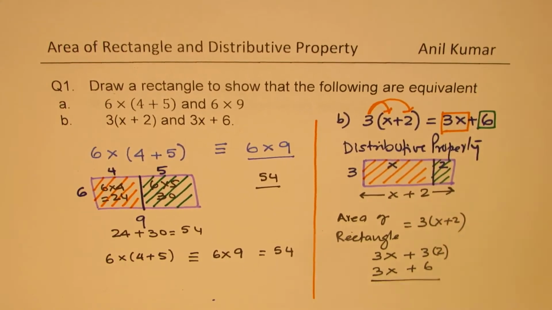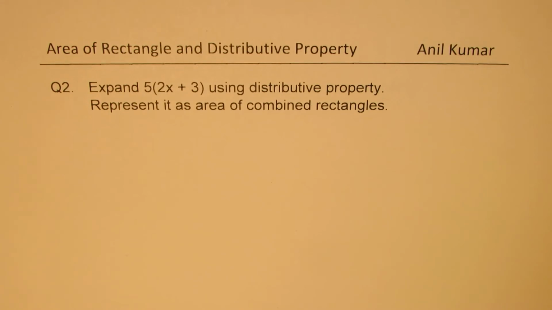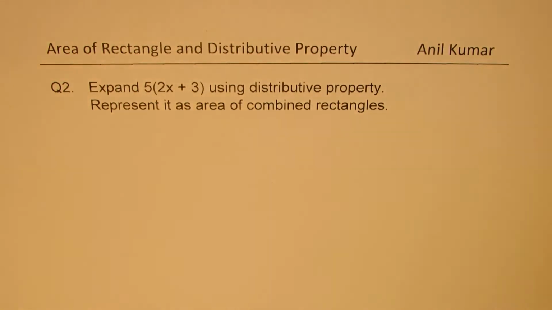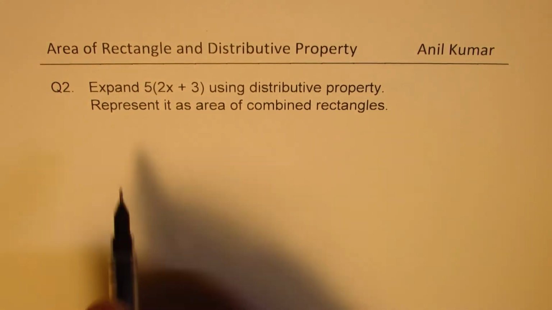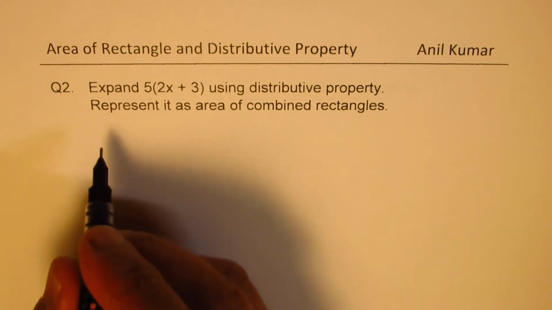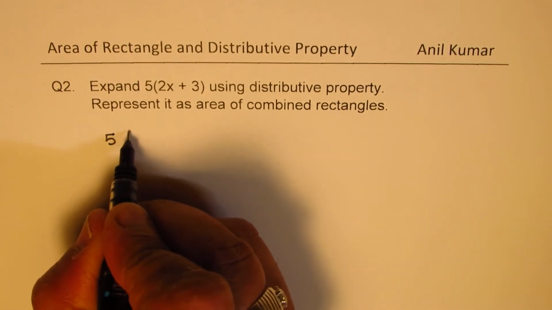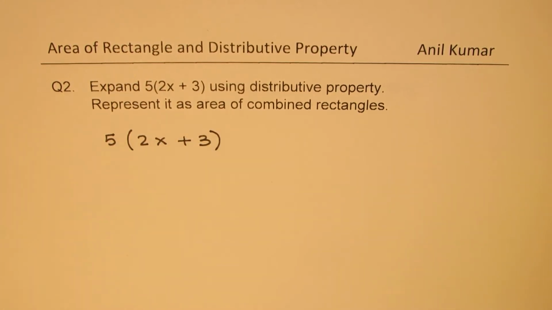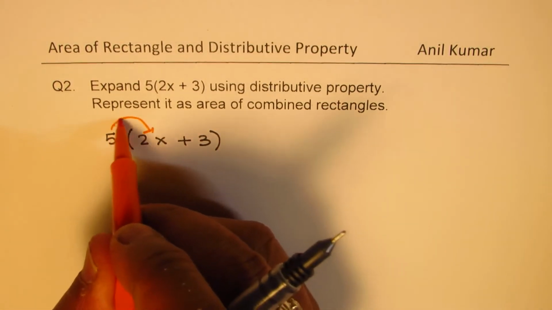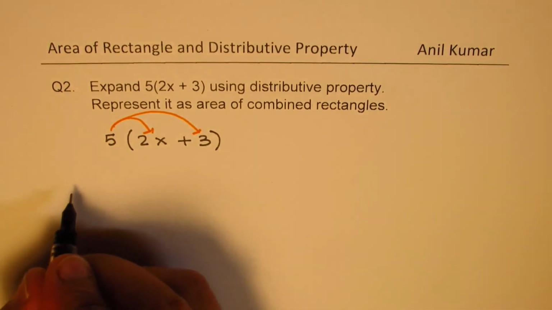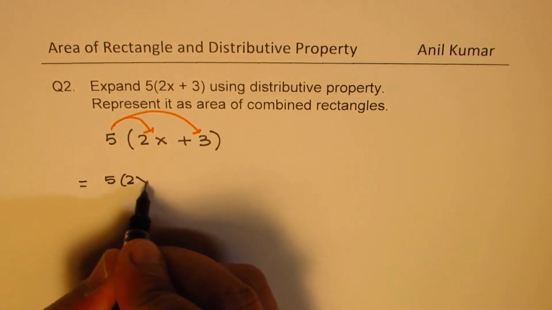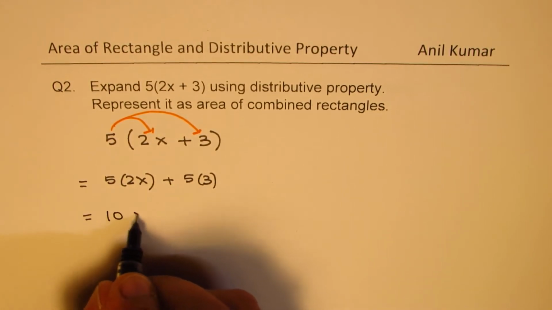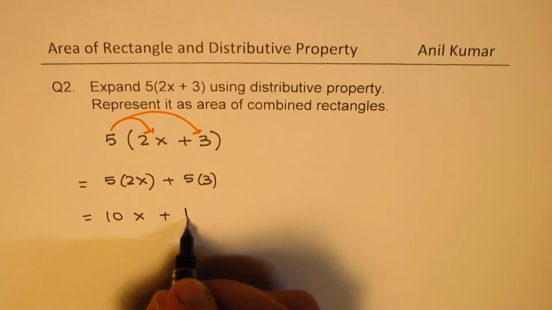Now let's take question number 2, which is expand 5 times (2x plus 3) using distributive property. Represent it as area of combined rectangles. So first part is to expand. We have to multiply 5 with 2x plus 3, right? So multiplying first 5 with 2x and then with 3, what do we get? We get this as equal to 5 times 2x plus 5 times 3. 5 times 2x is 10x and 5 times 3 is 15.